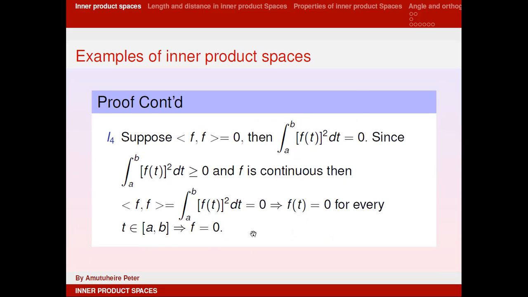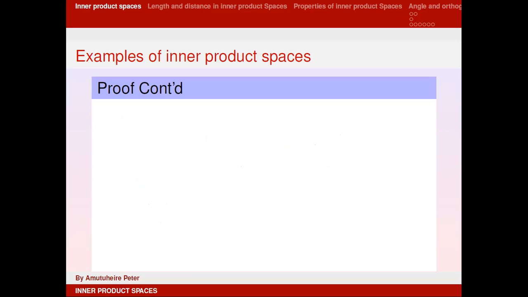So when we are checking I4, we check two things. First, that the inner product of f with f is non-negative, i.e. greater or equal to 0. Second, that the only way that inner product can be 0 is if the element itself is equal to 0.